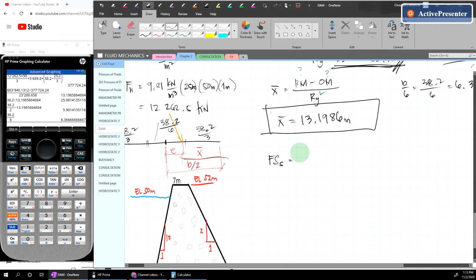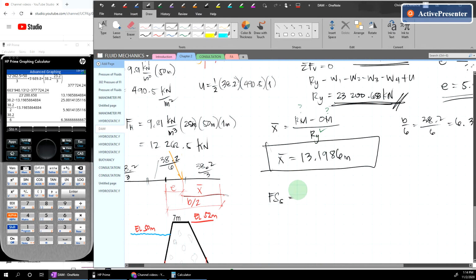So, yung friction force natin is yung mu. Alam natin yan sa statics, no? Mu times yung normal force. Normal force natin is yung Ry. Okay? So, mu daw is 0.75. Then, yung Ry is 23,200.68 kilonewton. Then over nung yung force na tumutulak sa kanya para mag-slide siya. So yung FH na 12,262.5 kilonewton. So, of course, wala tayong unit.